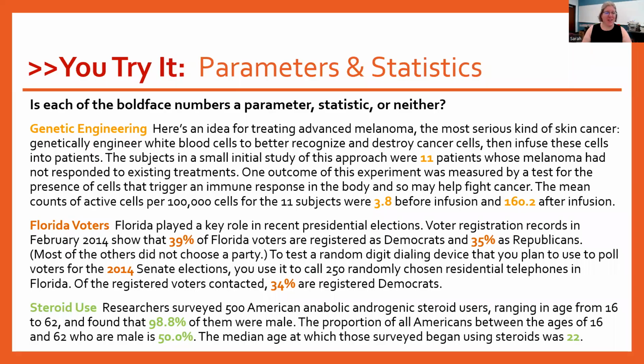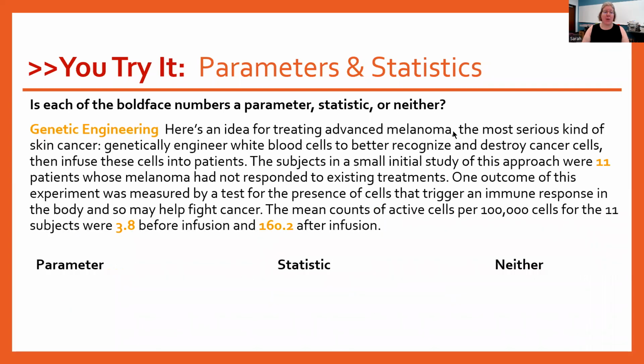All right, so hopefully you gave those a try. Let's go ahead and go through them together. So first one's on genetic engineering. Here's an idea for treating advanced melanoma, the most serious kind of skin cancer. Genetically engineer white blood cells to better recognize and destroy cancer cells, then infuse these cells into patients.